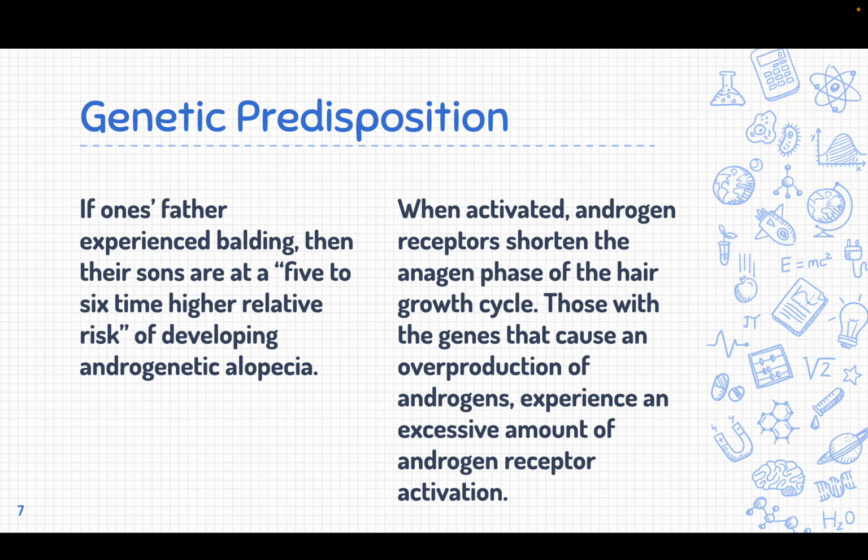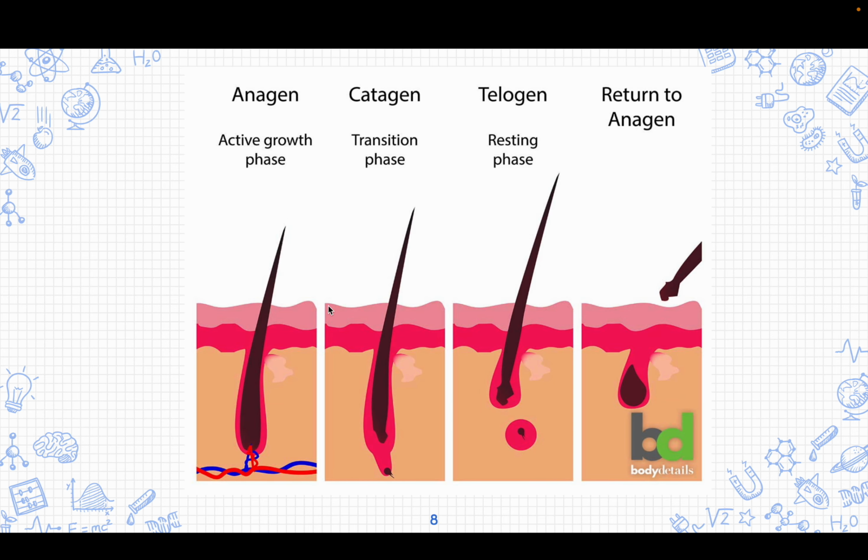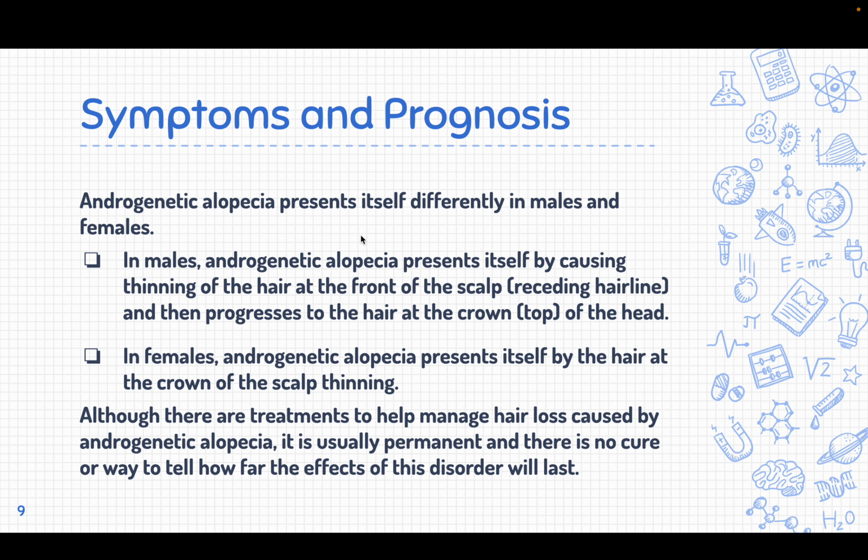And then some more information about that is when activated androgen receptors shorten the anagen phase of the hair growth cycle, those with the genes that cause an overproduction of androgens experience an excessive amount of androgen receptor activation. And then whenever androgen receptors are overactivated, the hair follicles, you can see there's a diagram, the hair follicles become thinner and weaker, and eventually they will not be able to penetrate the epidermis, and then you just have no hair.